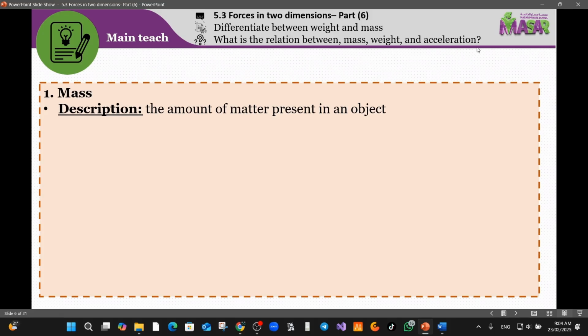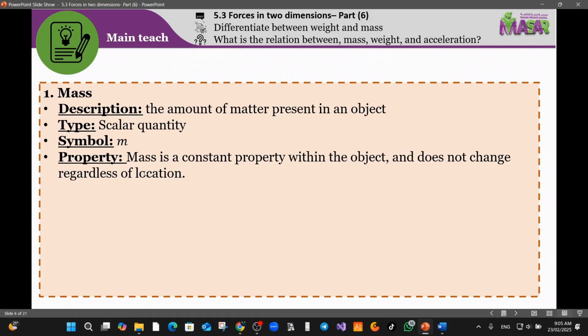So let's get started. Now, by mass we mean the amount of matter present in an object. It's a scalar quantity, which means it doesn't have direction. The symbol we can use as a notation to describe the mass is the letter m, as well as the capital M.